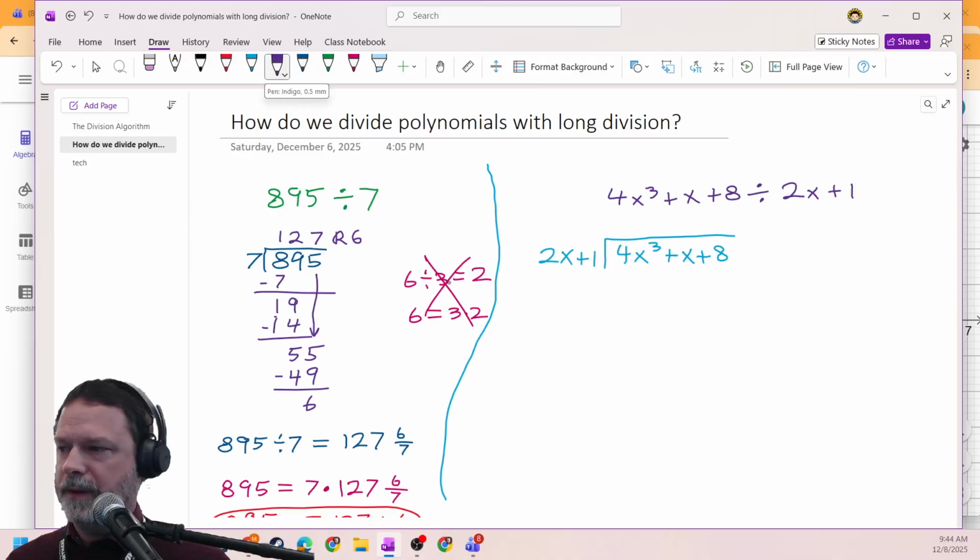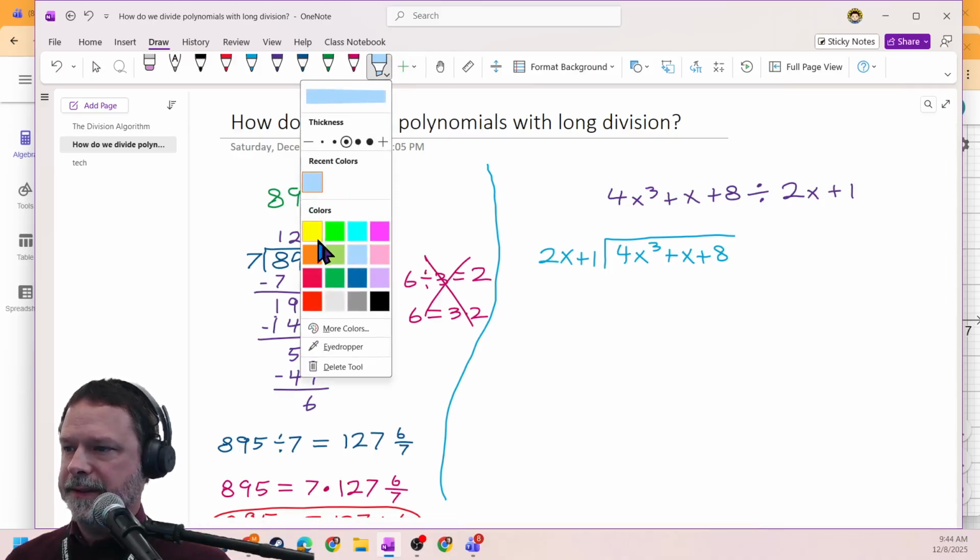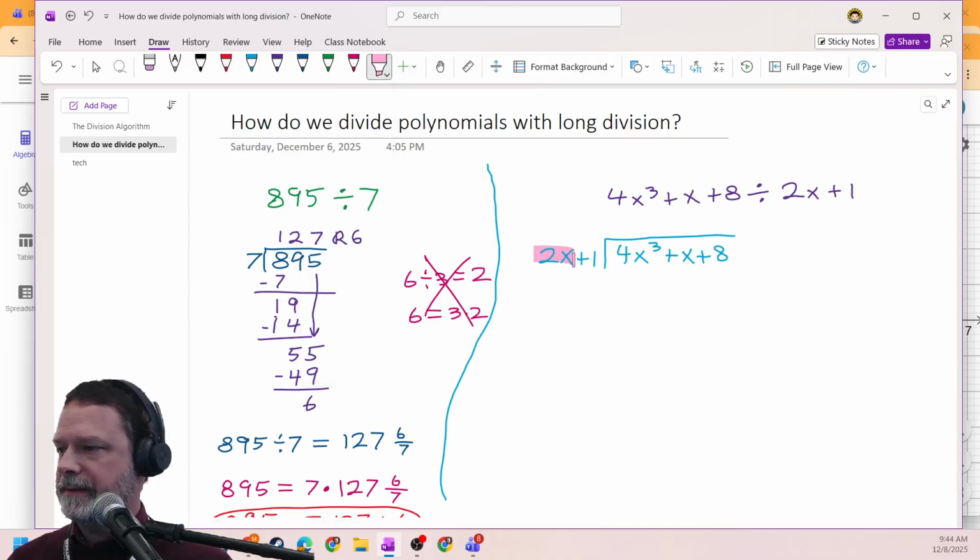Okay, so the way we do this is there's only one thing we care about, and that is the 2x. That's the only thing we care about when we're thinking about dividing 2x plus 1 into all this stuff. We're only going to worry about the 2x.